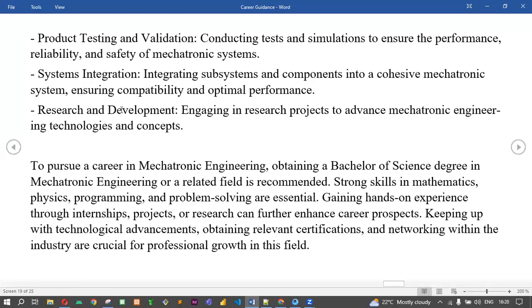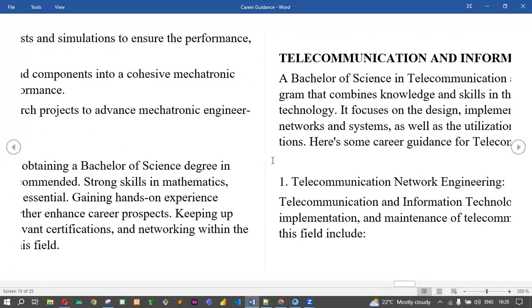Also remember here we are talking about research and development. You are a good researcher and you can give companies good research on a certain problem, keeping up with technological advancement, obtaining relevant certifications and so on. That's why after the completion of your course, you are supposed to register with the Engineering Board of Kenya so that you can be recognized as a real engineer in the field.